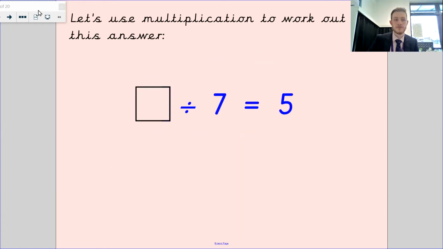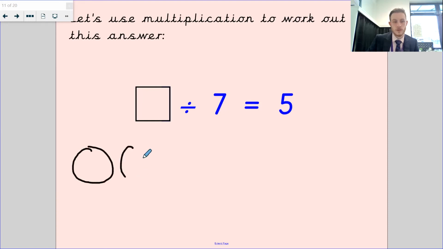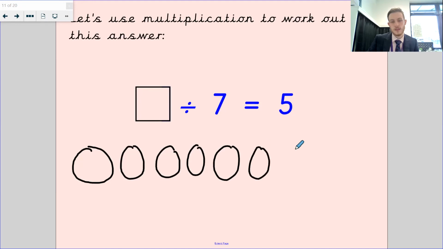Let's do another one. Same here. So many divided by 7 is 5. So I've got 7 groups this time. 1, 2, 3, 4, 5, 6, 7.